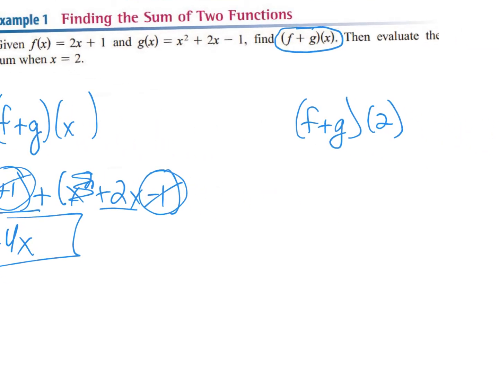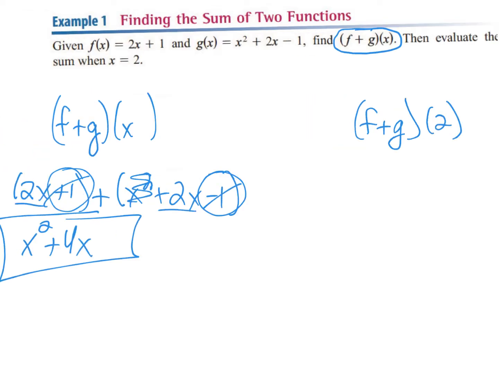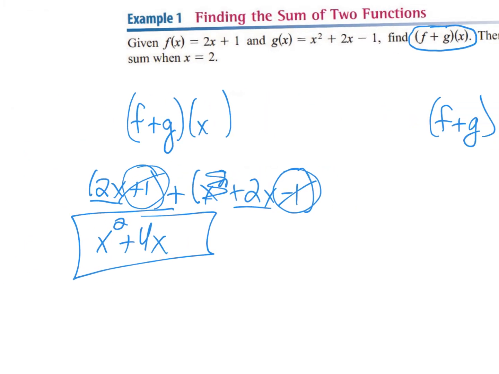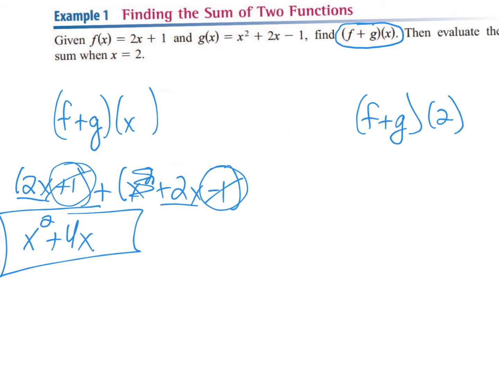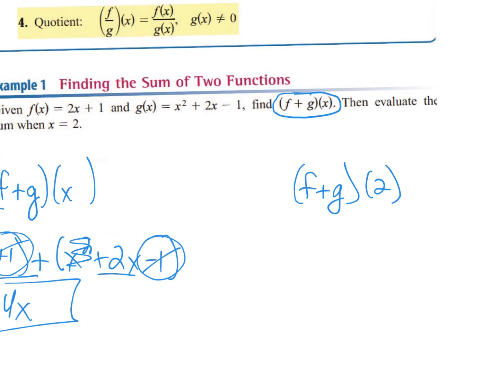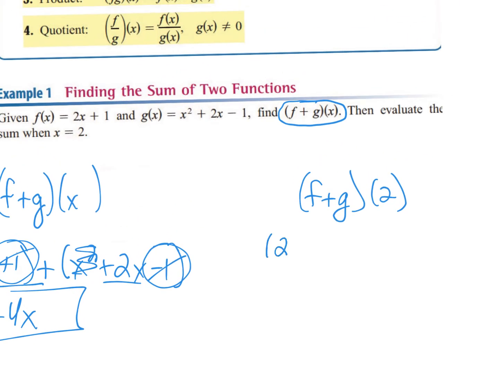Now, another type of question that you're going to be asked is f plus g of 2. So instead of keeping your answer in terms of x, they want you to plug in 2. You can do this two ways. You can combine the two functions like we just did right here. Get x squared plus 4x, and then plug in the 2. Or you can plug in the 2 from the beginning. Depending upon how you want to do it, it's fine. But if I have this, is my problem.